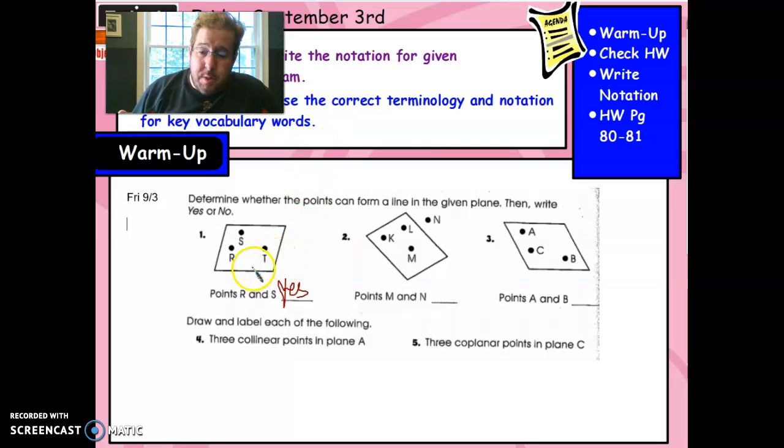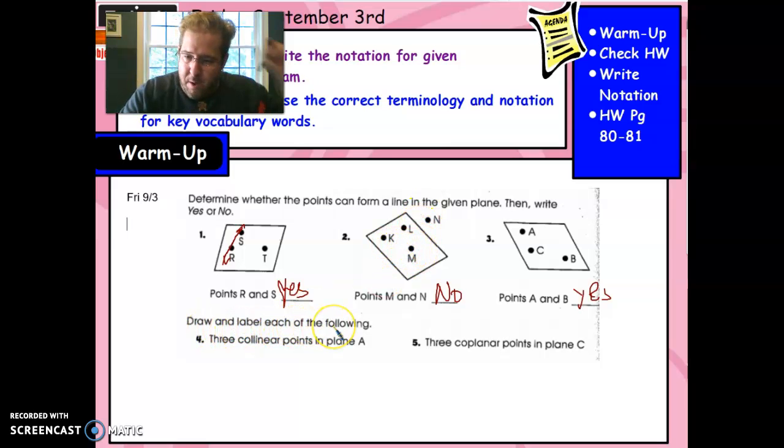Remember, planes, the picture we make is a fixed size, but really planes go infinitely in all directions, just like a line. So if I was to connect them, it would look like this, and both the plane and the line do go infinitely. So that does work. Points M and N cannot be connected because point N is not on the same plane. So that is a no. Points A and B are on the same plane, so that one is a yes. You can clearly see what it comes down to is the point inside the plane, therefore it's contained on the plane. If it's outside the plane, then obviously it's not on the plane.